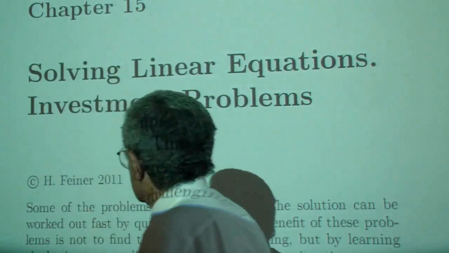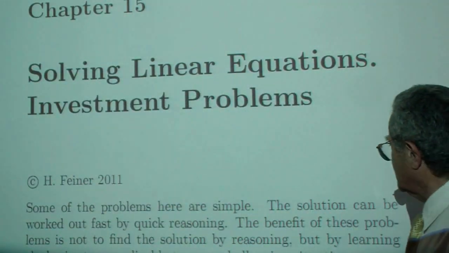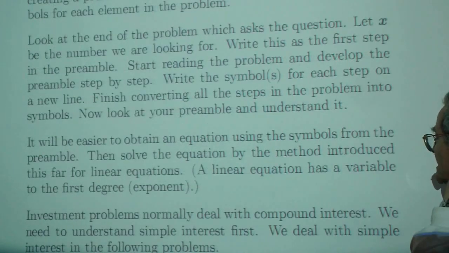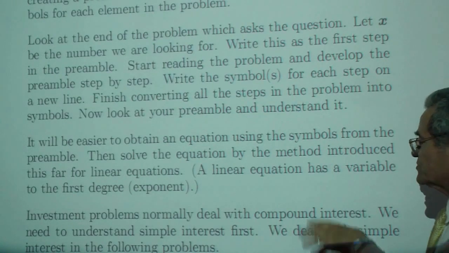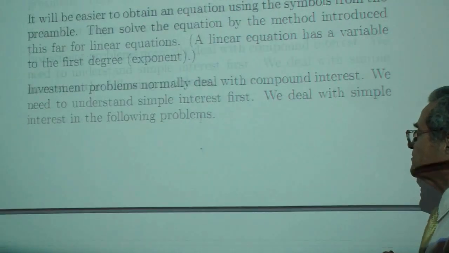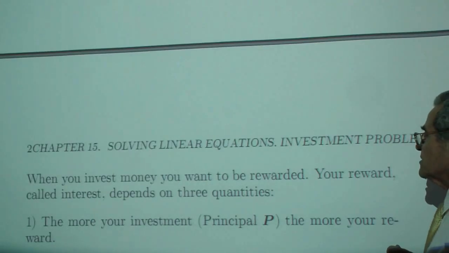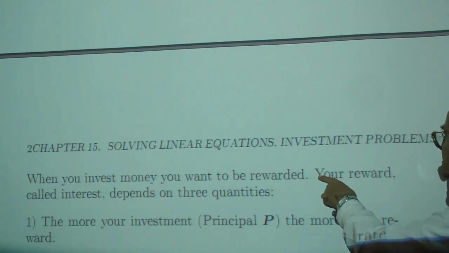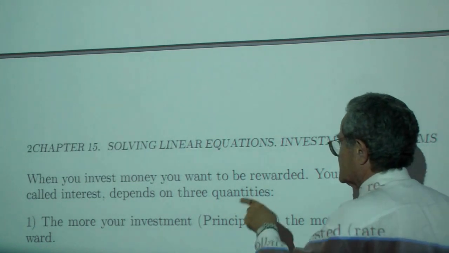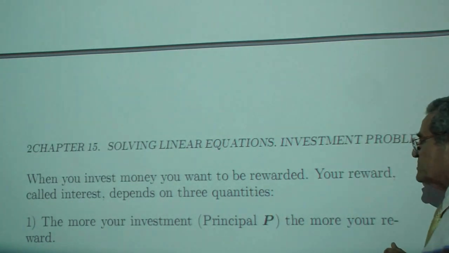Chapter 15, Investment Problems. Again, you've seen this before. I'm telling you that you need a preamble. You should have a symbol for everything that goes into your equation. And when you invest money, you want to be rewarded. Your reward is called interest, and the interest depends on three quantities.